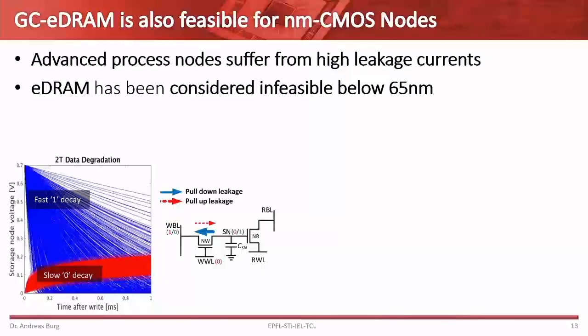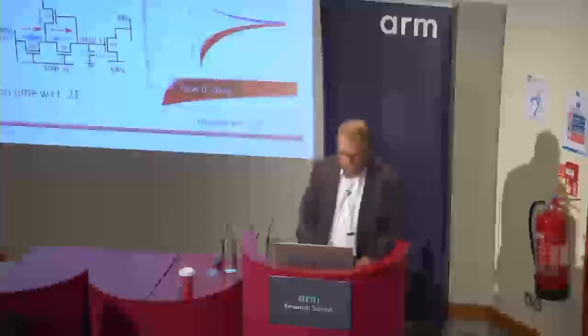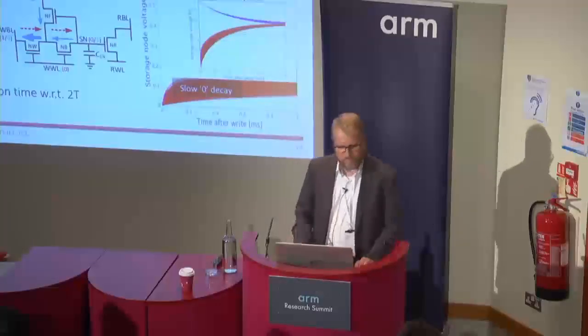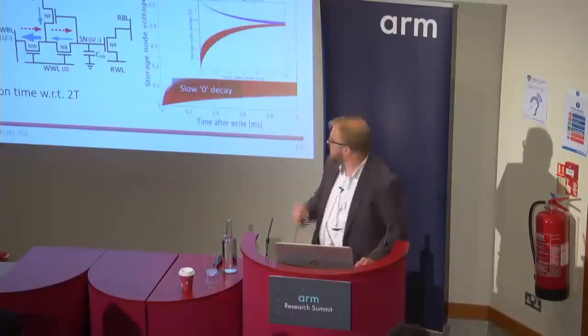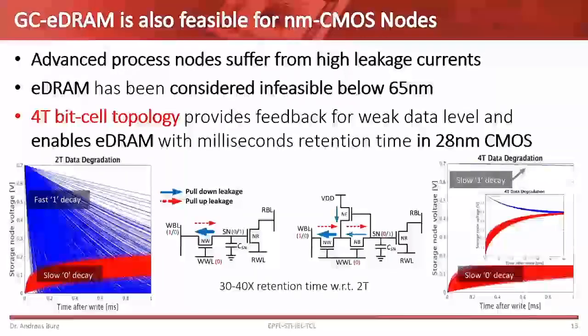Now, it turns out that by simply adding two transistors in the case of the 2T cell, so we're ending up with a 4-transistor cell, still smaller than the 6-transistor SRAM cell, we can add a feedback inside the cell that supports the weaker level of the two, and basically allows us to retain a good retention time even in 28 nanometer and below.